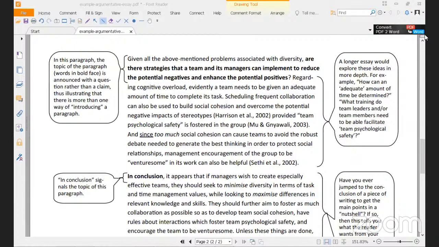Provided team psychological safety is fostered in group, since too much social cohesion can cause teams to avoid the robust debate needed to generate the best thinking in order to protect social relationships. Management encouragement of the group to be venturesome in its work can also be helpful.